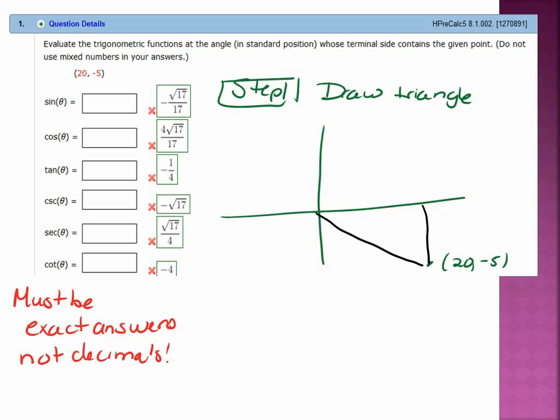Step 1, as usual, draw the triangle. By the way, your answers here should not be decimals. They should be the exact answers. Somebody has a Casio in here. Who had the Casio? It gives you the exact answers. That's really nice.